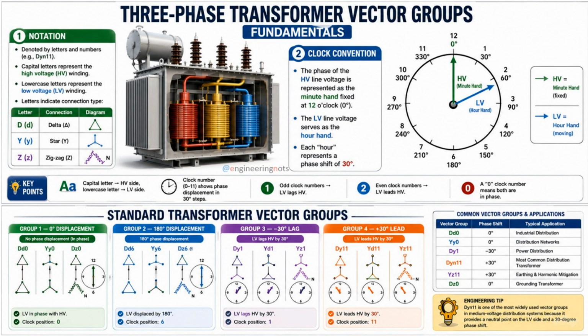Finally, here is an important engineering tip. Many engineers can recognize Dyn11 immediately, not because they memorized it, but because they understand why it is used. It provides a neutral point for low voltage loads. It introduces the required 30-degree phase shift. And it has become the preferred choice for distribution transformers around the world.